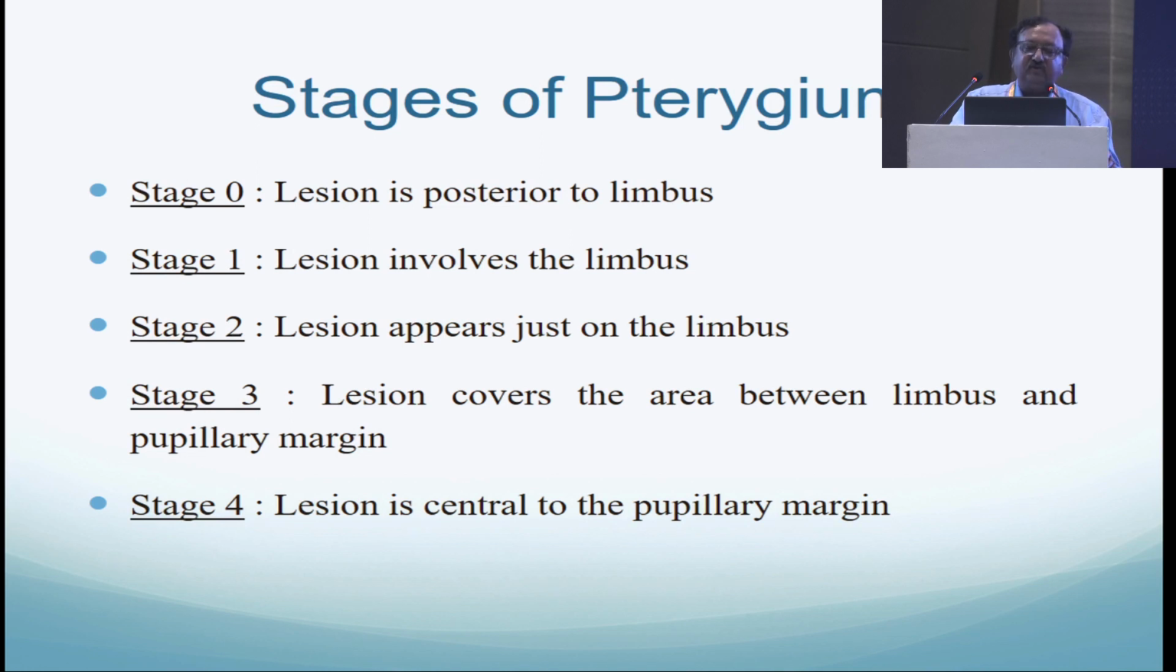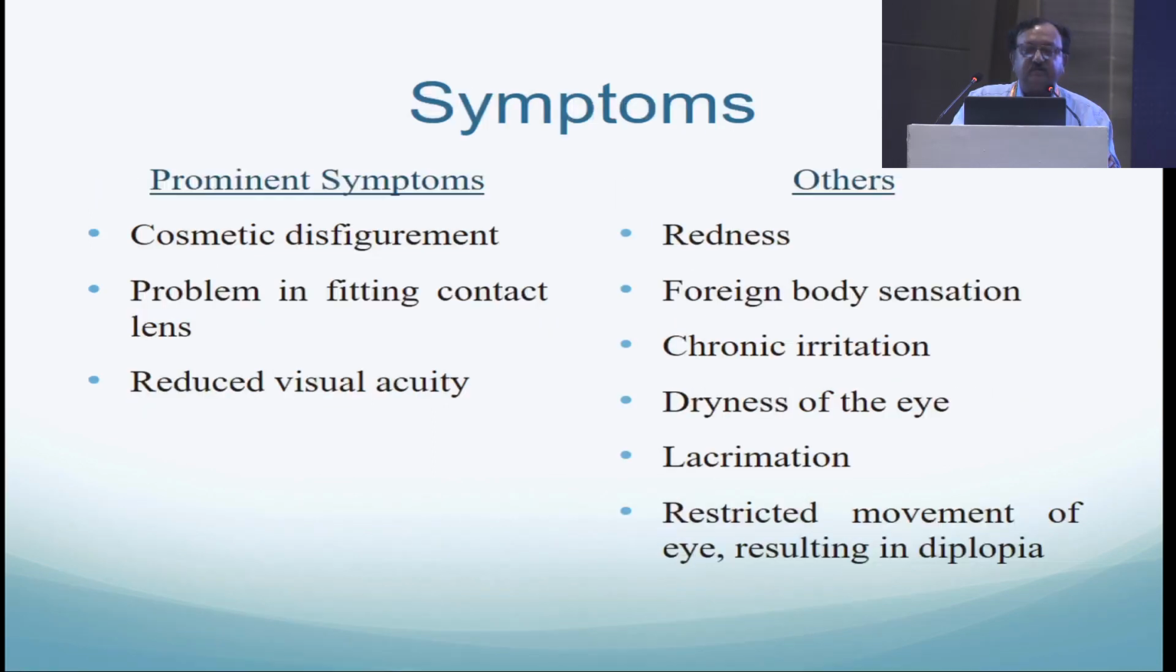As far as stages of pterygium are concerned, stage 0 is when the lesion is posterior to the limbus. Stage 1, the lesion involves the limbus. Stage 2, the lesion appears just on the limbus, and stage 3, the lesion covers the area between limbus and pupillary margin. Stage 4 is when the lesion is central to the pupillary margin.